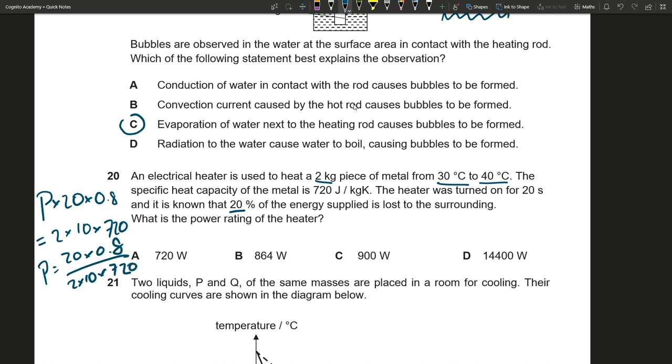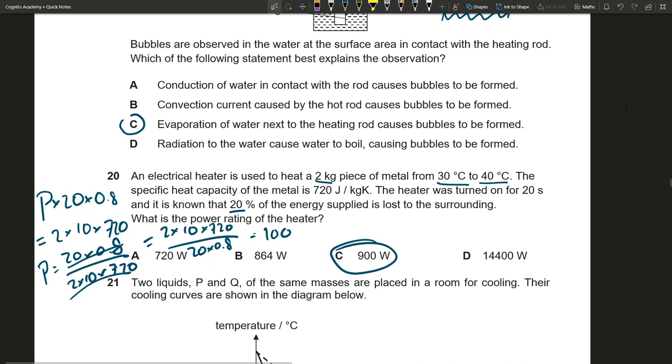20 times 0.8 divided by 2 times 10 times 720. That gives us, oh wait, I messed up. It's the other way around. P equals 2 times 10 times 720 over 20 times 0.8. Now, that gives us 900 watts. So the answer here is C.